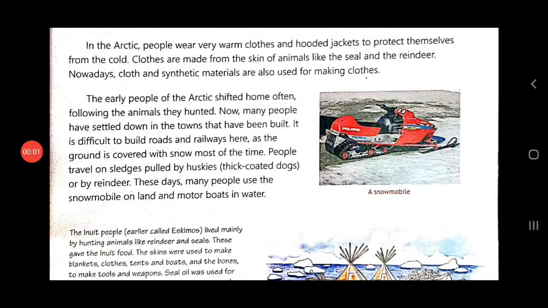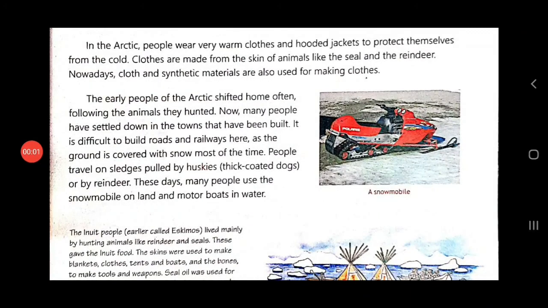People travel on sledges pulled by huskies, thick coated dogs, or by reindeer. Now children, because here in the polar regions the ground is covered with snow most of the time, for traveling what is used? Sledges are used, and these sledges are pulled by huskies. Huskies are thick coated dogs, or by reindeer.